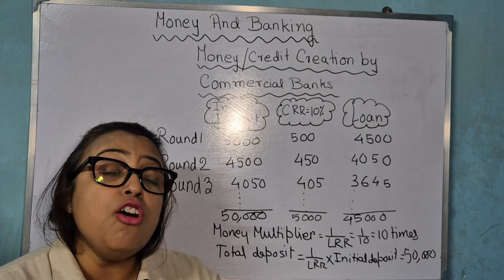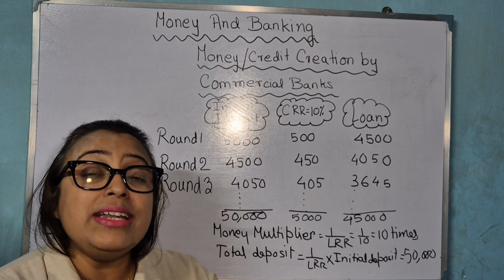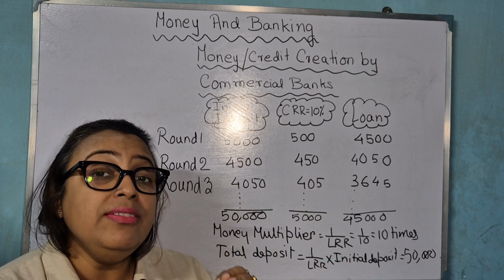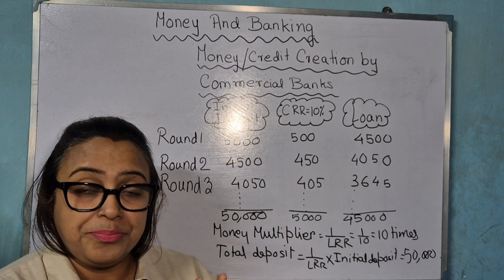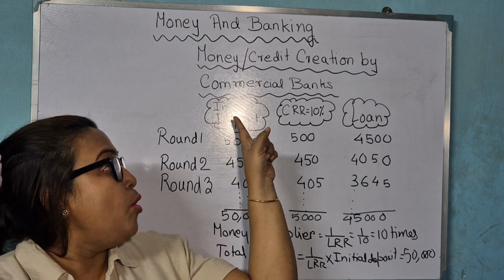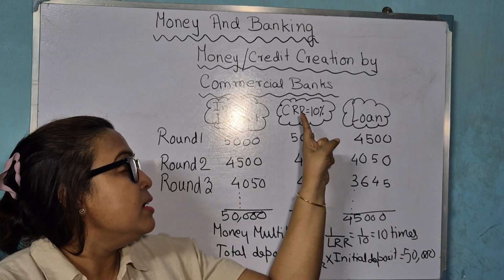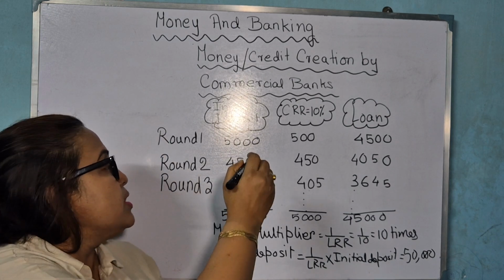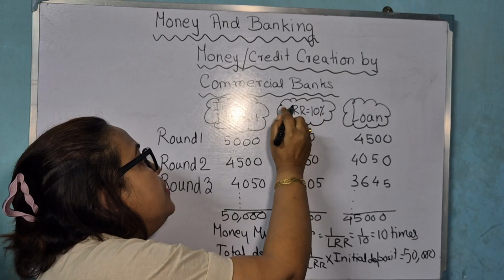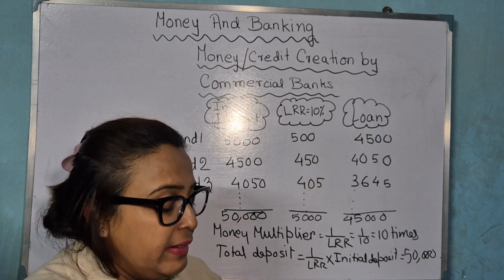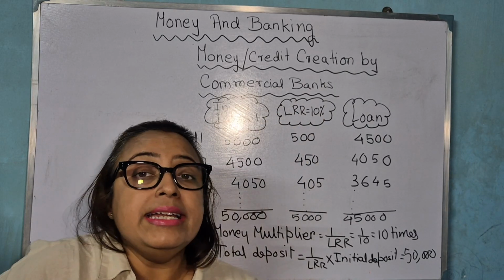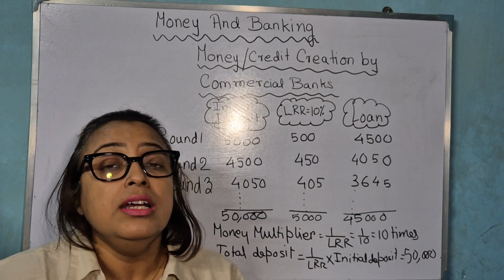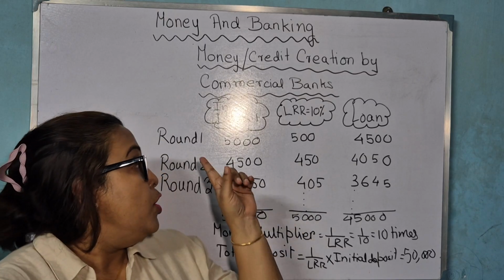Now let's see how money gets multiplied or credit gets multiplied by the action of the commercial banks in their loan giving process. There are three columns I have made: initial deposit, CRR, I think we should be writing over here LRR, not CRR. Let's write LRR because cash reserve ratio is not the only thing. So LRR, and then we have the actual amount of loan that is being given out by the commercial bank. So let's see. Round one.